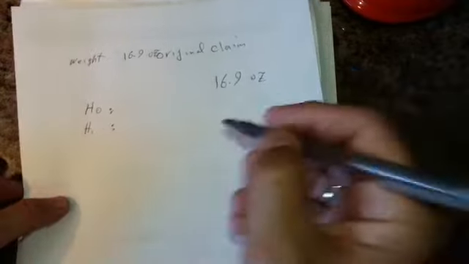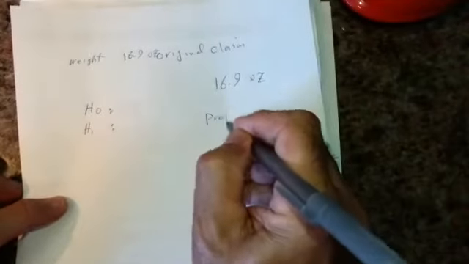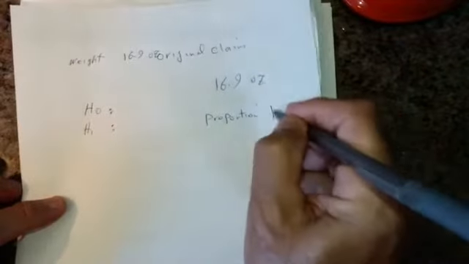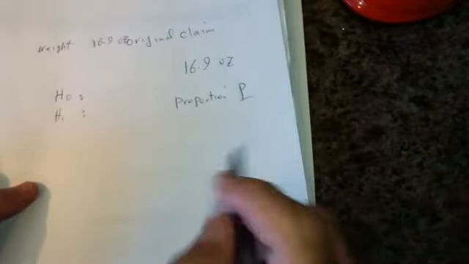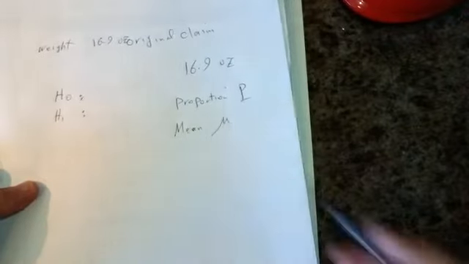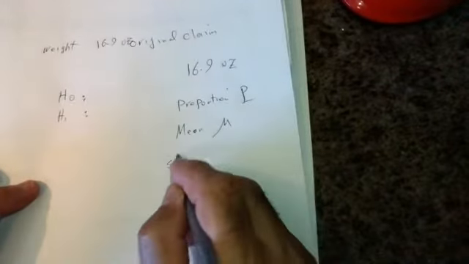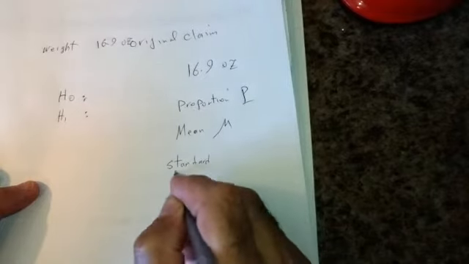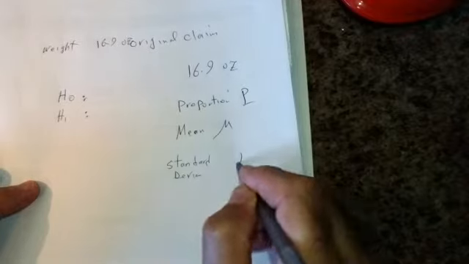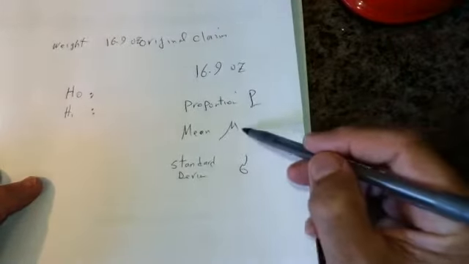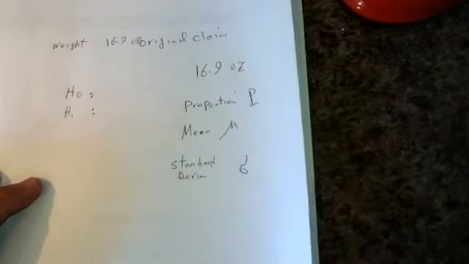We can claim about the proportions, for which we are using the letter P. We can claim about the mean of the populations. We can claim about the standard deviations of the populations. So there are three types of claim: about the proportion, about the mean, and about the standard deviation.